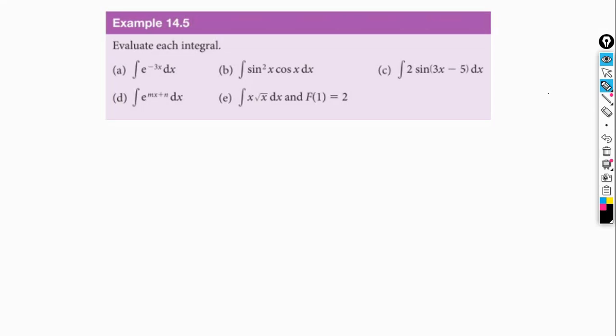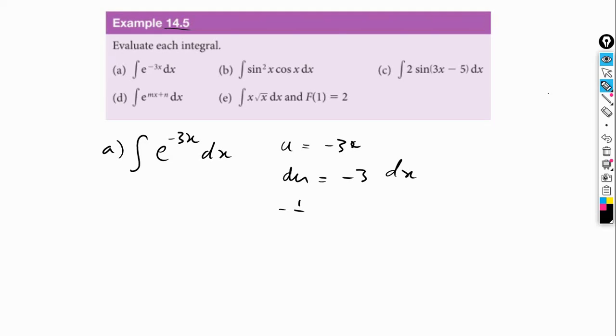So next we have example 14.5, where they ask us to evaluate the following integrals, and for these we're also going to be using the method of substitution. So for letter A, we have the integral of e to the power of minus 3x dx. So in this case, we do something very similar to what we did before. We would say, well, let's make u equal to minus 3x. Therefore, the derivative of u is going to be negative 3 dx, or negative 1/3 du is equal to dx. And then we're ready to substitute.